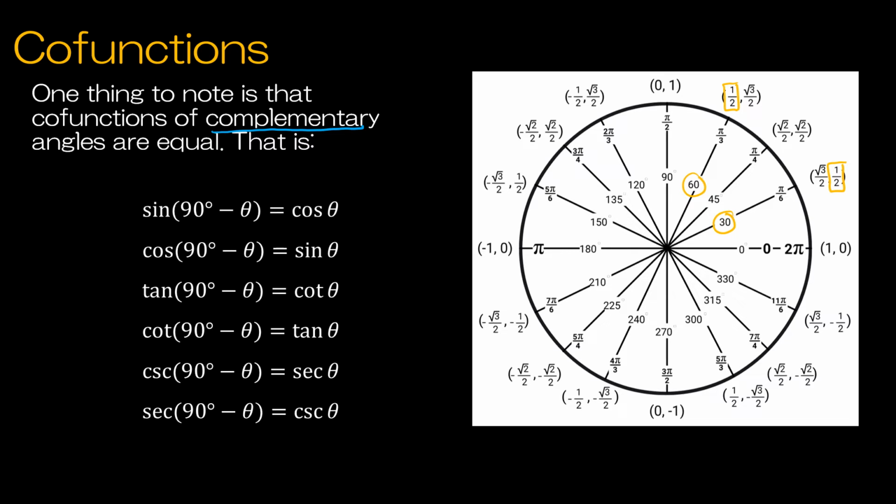So looking at the cosine of pi over 4, which is radical 2 over 2, that's equal to the sine of pi over 4, because again, that's the complement. They're 45 degrees. And we could do that for all of them, but it's enough to know that sine and cosine are going to have the same value for complementary angles, tangent and cotangent, and cosecant and secant.